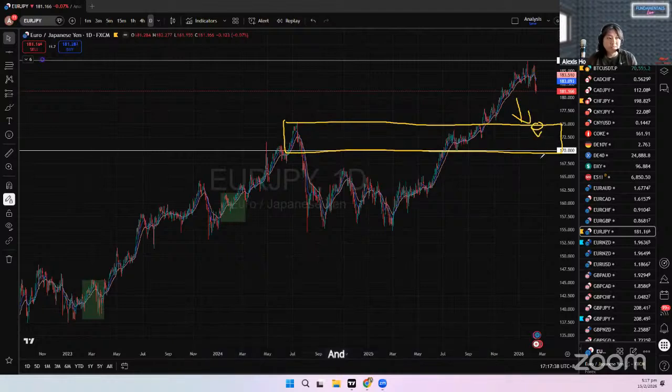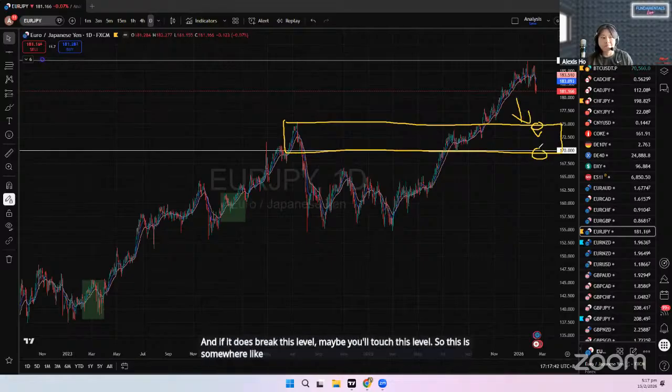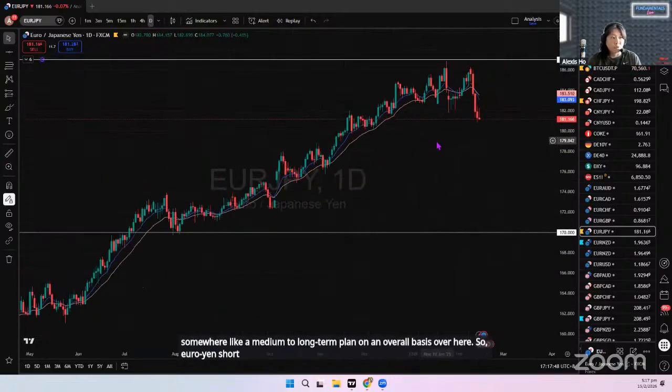And if it does break this level, maybe you'll touch this level. So this is somewhere like a medium to long-term plan on an overall basis over here. So euro yen short is definitely what I'm looking for in the short to medium term.